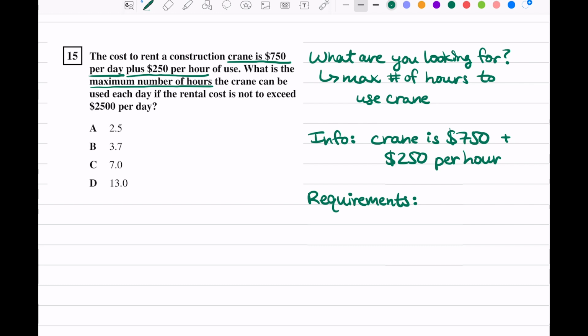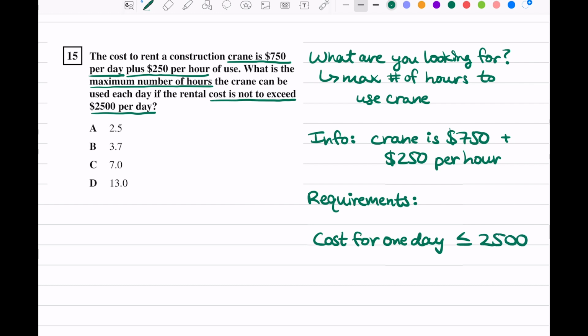What are the requirements? At the very end, we can see that the total cost is not to exceed $2,500 per day. So, the cost for 1 day is not to exceed $2,500. So it can be less than $2,500 or equal to it.